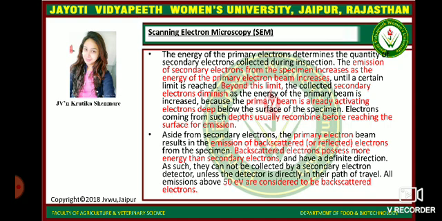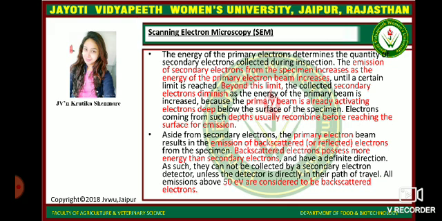The energy of the primary electrons determines the quantity of secondary electrons collected during inspection. The emission of secondary electrons from the specimen increases as the energy of the primary electron beam increases until a certain limit is reached. Beyond this limit, the collected secondary electrons diminish as the energy of the primary beam is increased, because the primary beam is already activating electrons deep below the surface of the specimen. Electrons coming from such surface depths usually recombine before reaching the surface for emission.